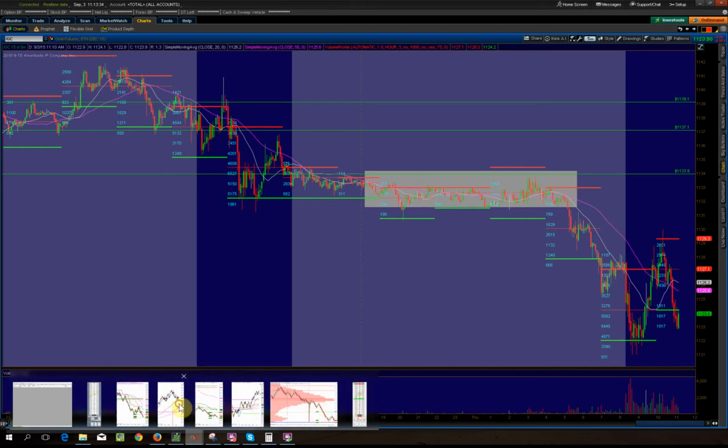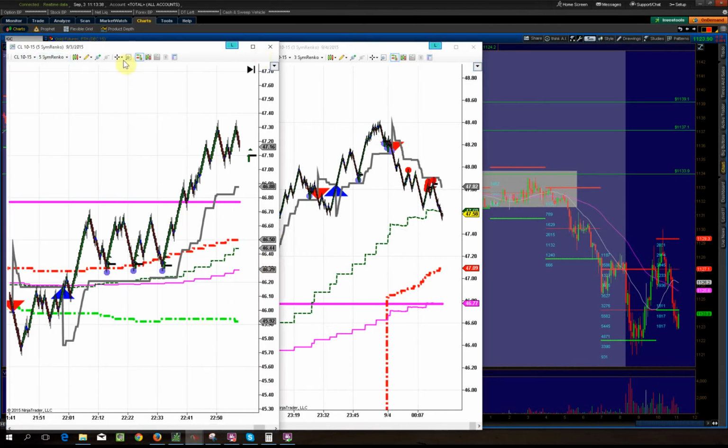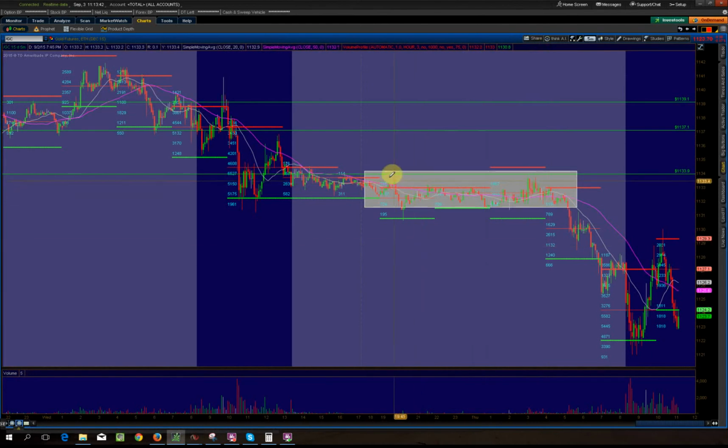Let me see. Okay, and I'll change this over to gold. And while we're waiting, I'll show you right here. Same thing, sideways movement, just ranging up and down, up and down, up and down, right?